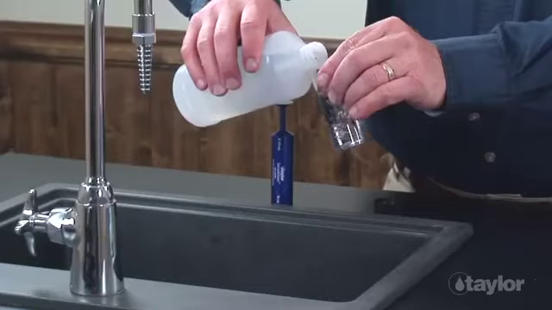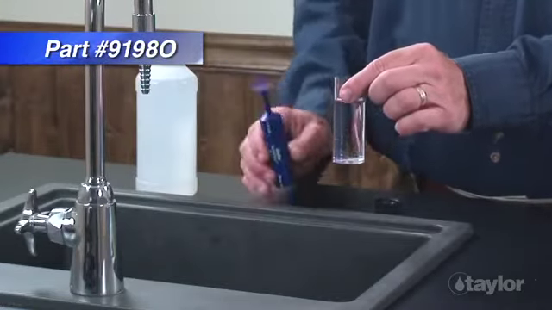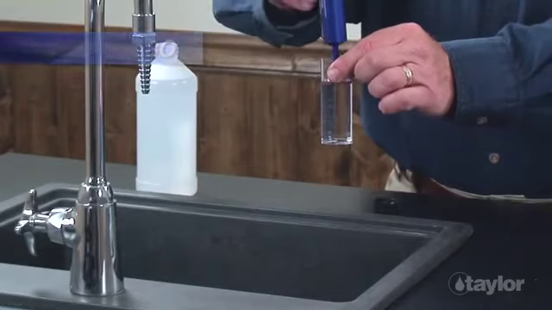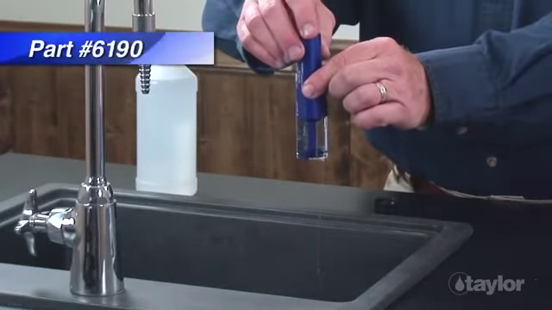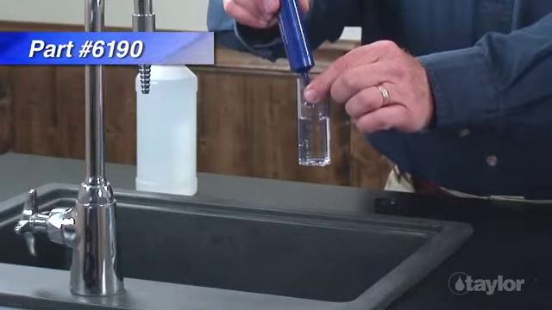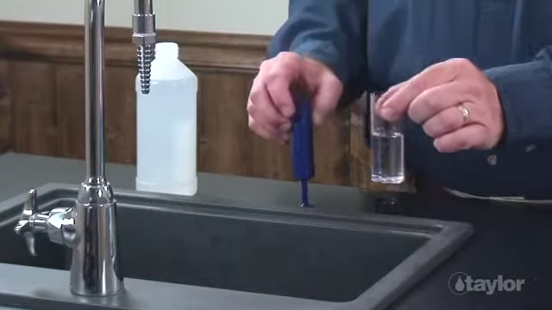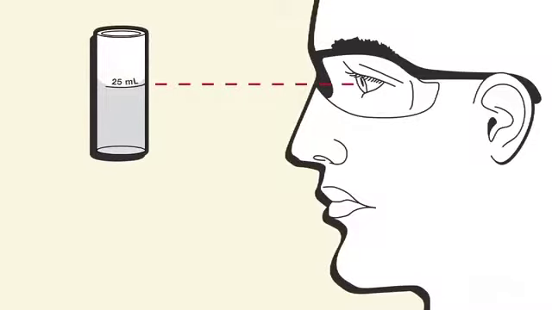For low chloride levels, rinse and fill the number 91980 sample tube to the 25 ml mark with the water to be tested. Taylor's sample sizer, shown here, is a great tool for getting accurate measurements every time.